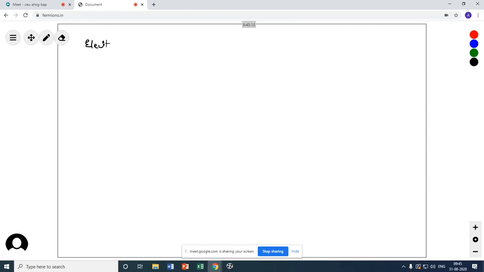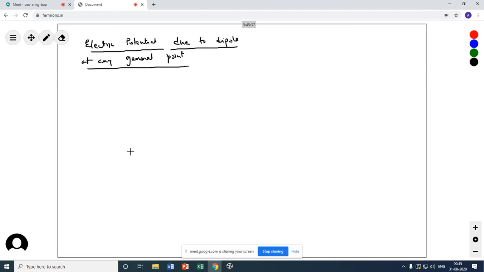Electric potential due to a dipole at any general point. So we will start with a dipole.